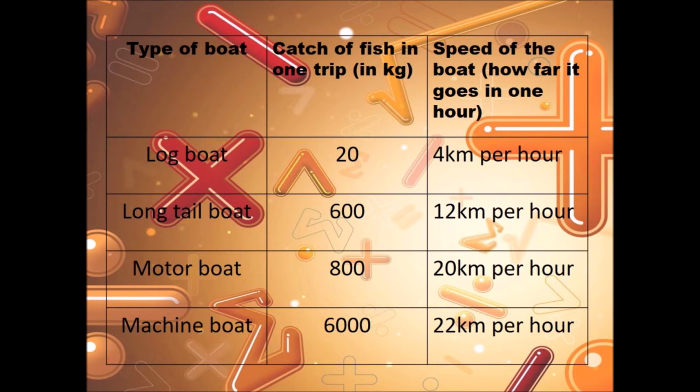Okay. See the next column. What is given in the next column? Yes, speed of the boat. What is meant by speed of the boat? How far it goes in 1 hour. That is, log boat can move 4 kilometer in 1 hour. Similarly, long tail boat can move 12 kilometer in 1 hour. Motor boat can move how many kilometer? Yes, 20 kilometer in 1 hour. Machine boat can move 22 kilometer in 1 hour.